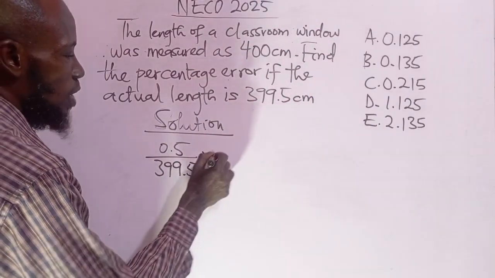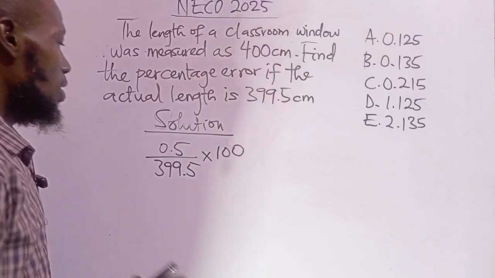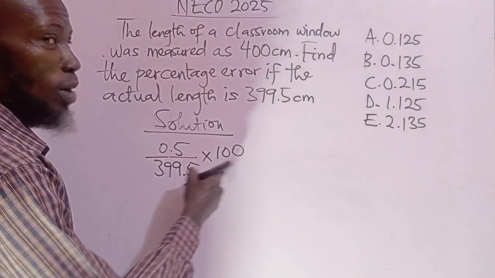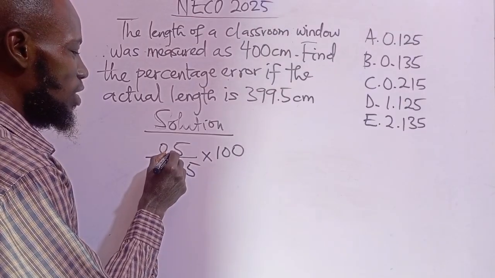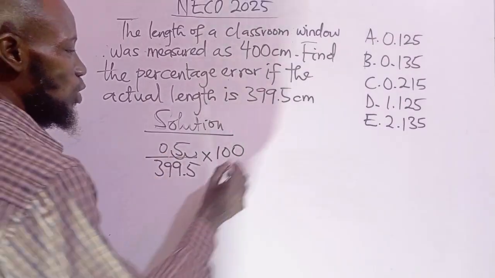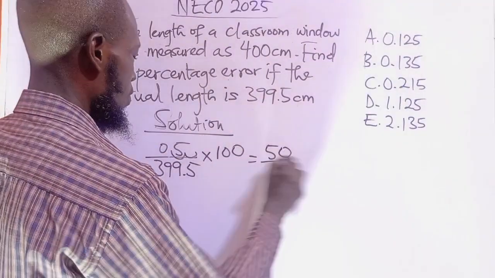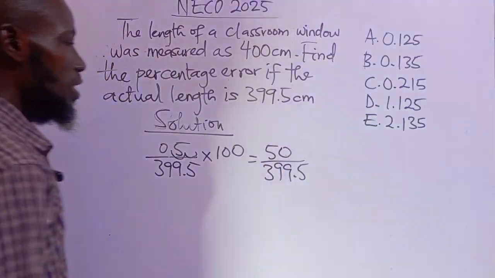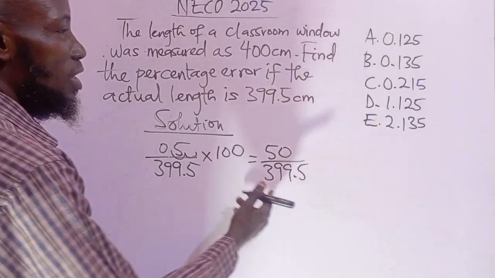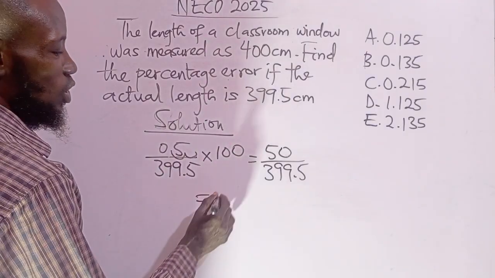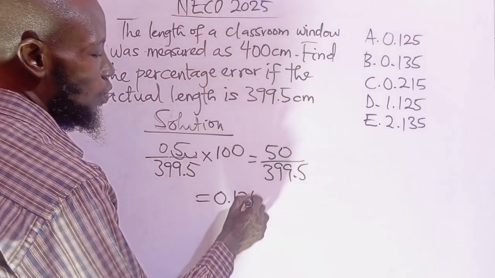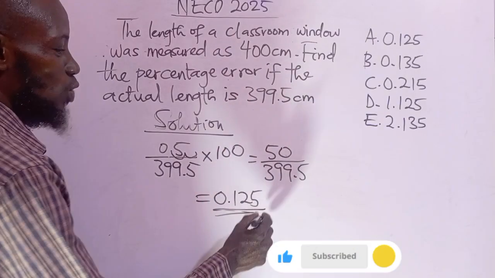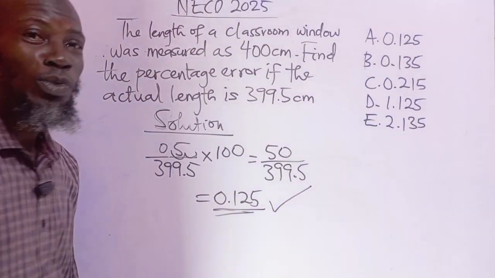399.5 multiplied by 100. Now, since we are multiplying with 100, we are going to move this decimal point twice. So that will be 50 over 399.5. Now 50 divided by this, we are going to have 0.125. If you take a calculator and divide it, this is what we are going to have. So I hope you got this.